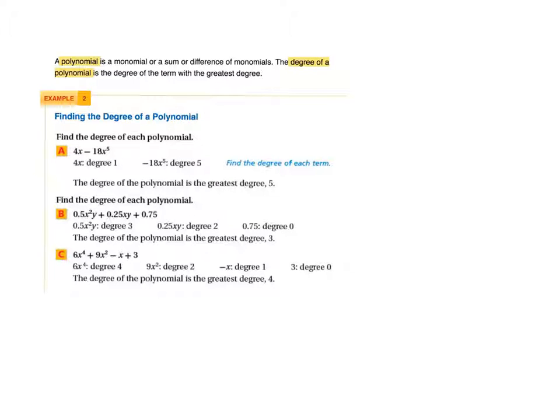A polynomial is a monomial or a sum or difference of monomials. The degree of a polynomial is the degree of the term with the greatest degree. So what the heck does all that mean? Most people think of polynomials as a string of monomials added or subtracted together. So it could be like 2x squared, that's a monomial. But if you do a plus sign or minus sign in there, you've created a polynomial. So 2x squared plus, could be 4x plus 6, something like that. That's a polynomial. It's terms being connected by addition or subtraction.